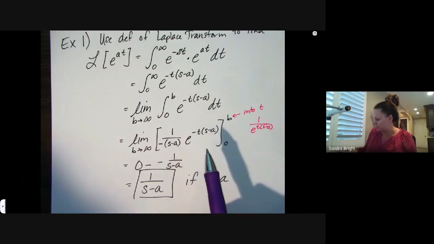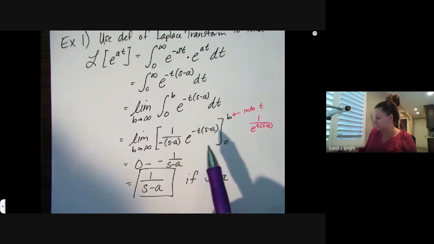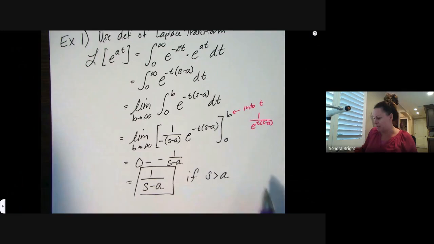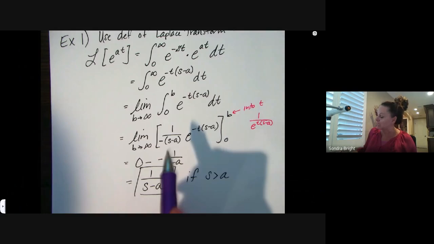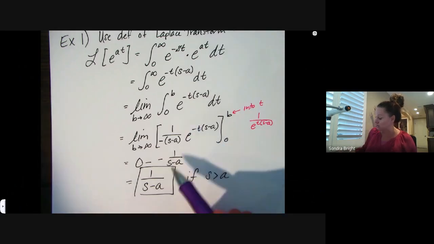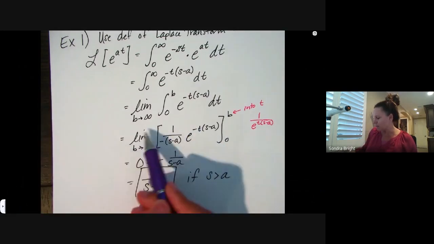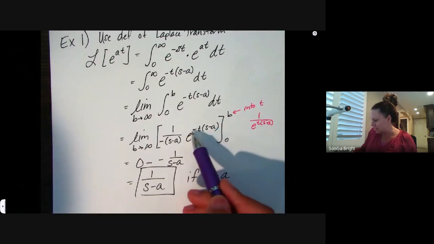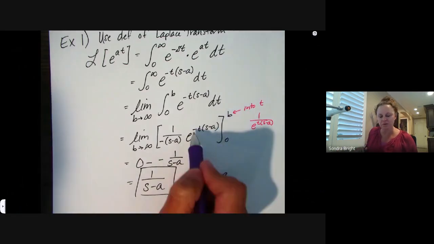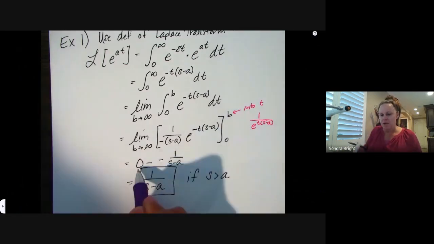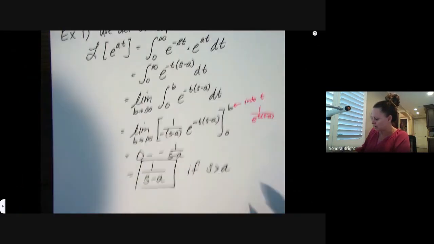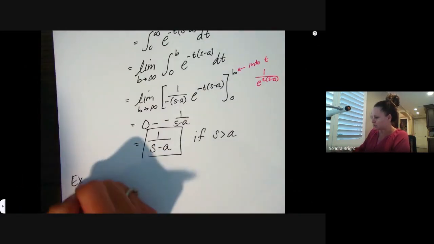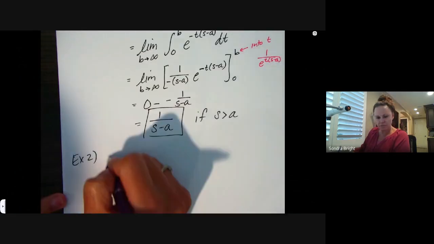So there is this restriction that s must be greater than a here, because if it wasn't, it would be a negative number, which then when you're plugging in infinity, well, we don't plug in infinity, but as we're taking the limit as b goes to infinity here, you need that to be negative for that to zero out. Hopefully that made sense.